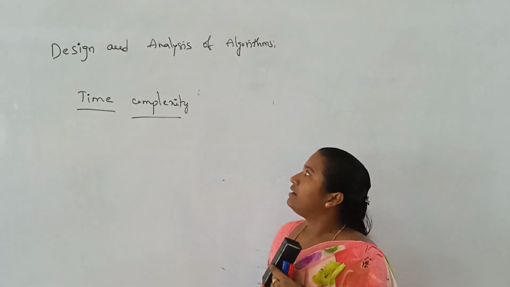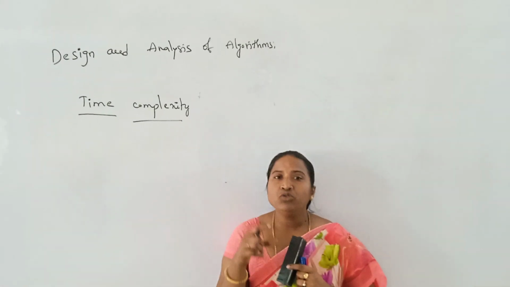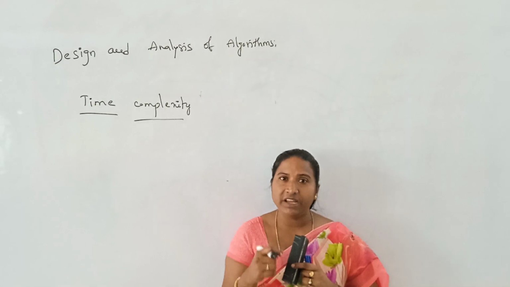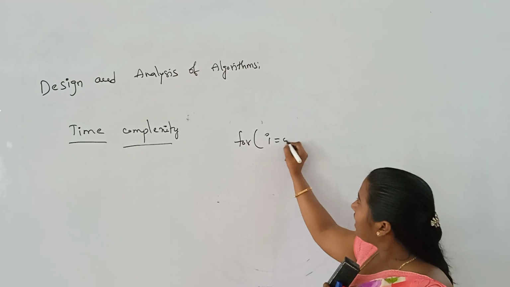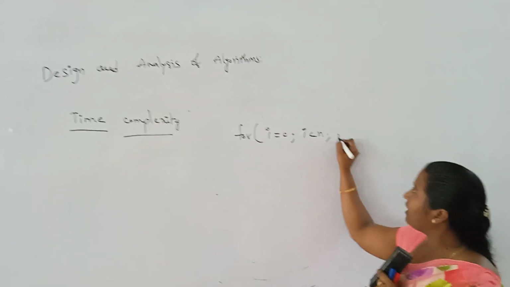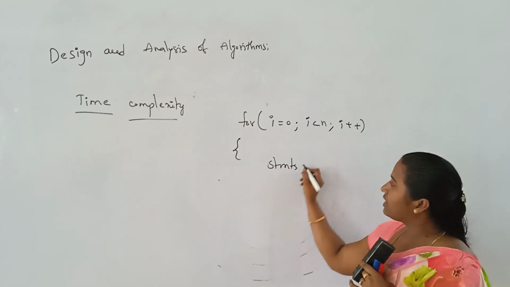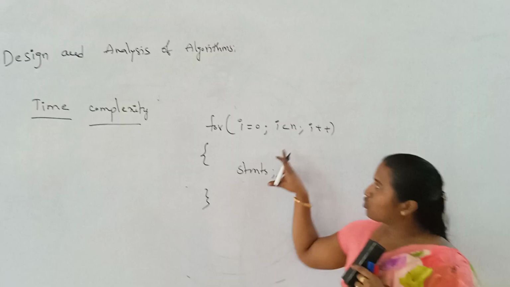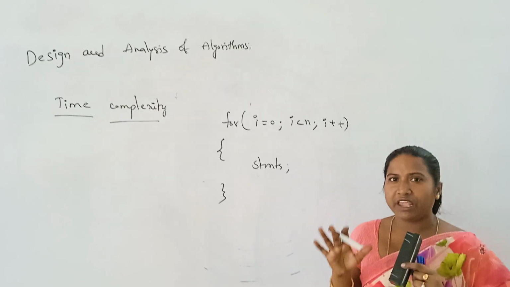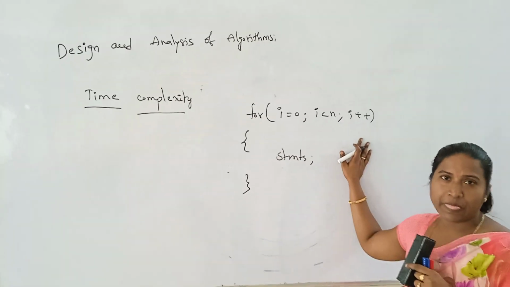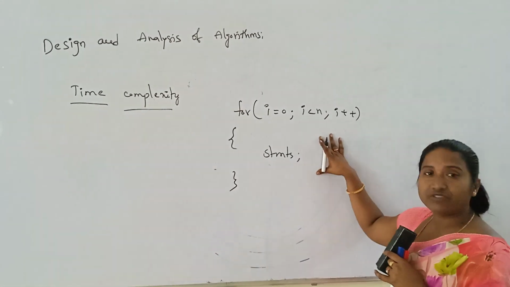Okay. Now, time complexity, we just discussed the definition: the amount of time which is required to complete a specific task. Now, I am taking an example: for i equal to 0, i less than n, i plus plus. Now, there are some statements that I want to execute. Let's see this code. I am not going to explain the logic of it, but I want to tell you how to calculate the time complexity for this.